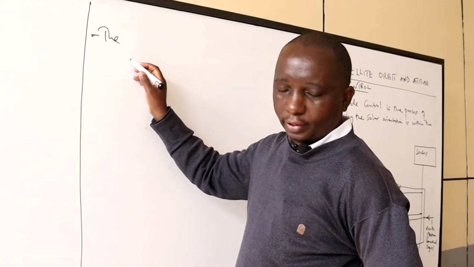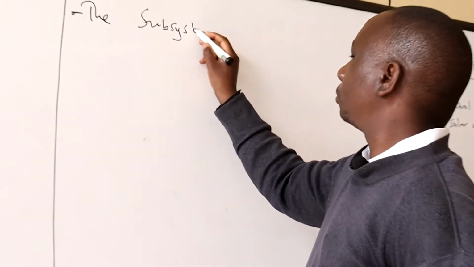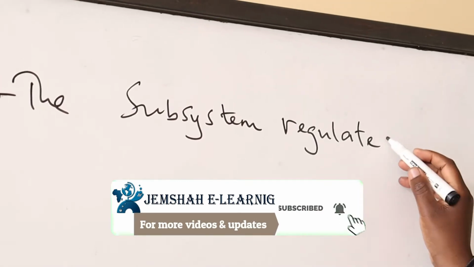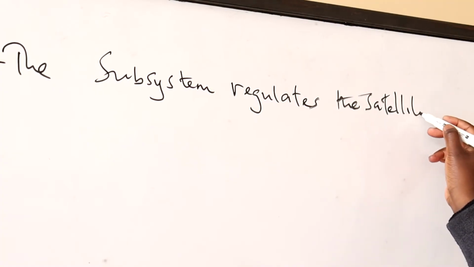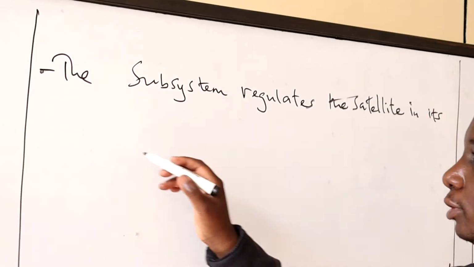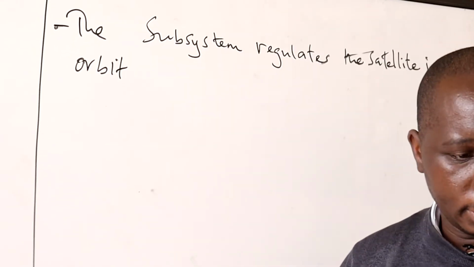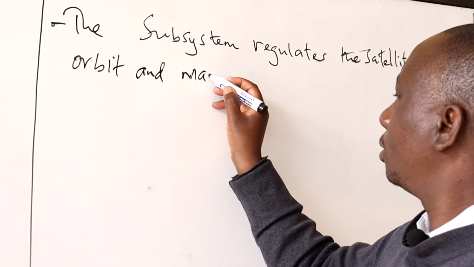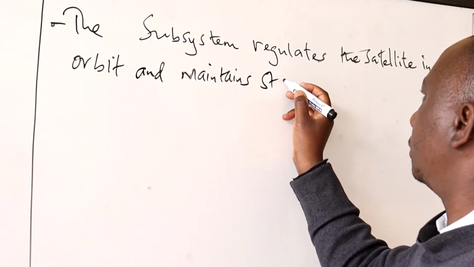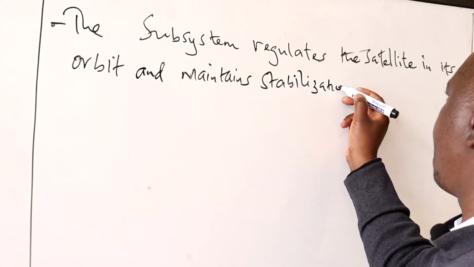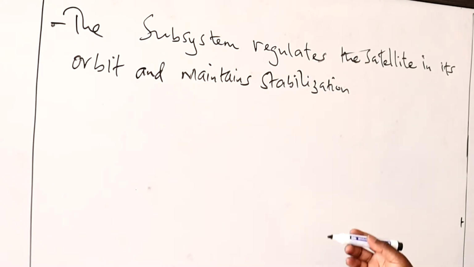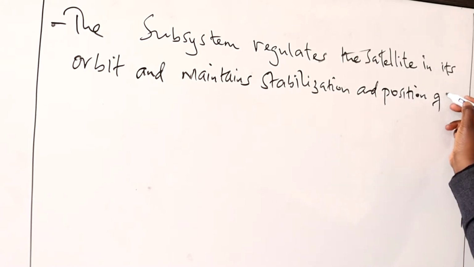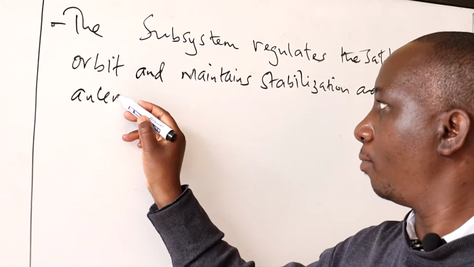The subsystem regulates the satellite in its orbit, and maintains stabilization and position of the antenna.